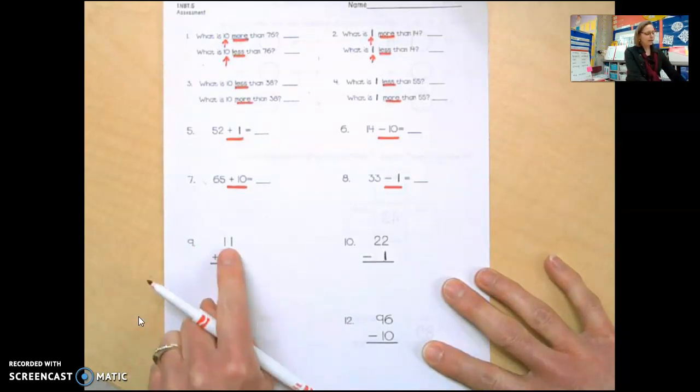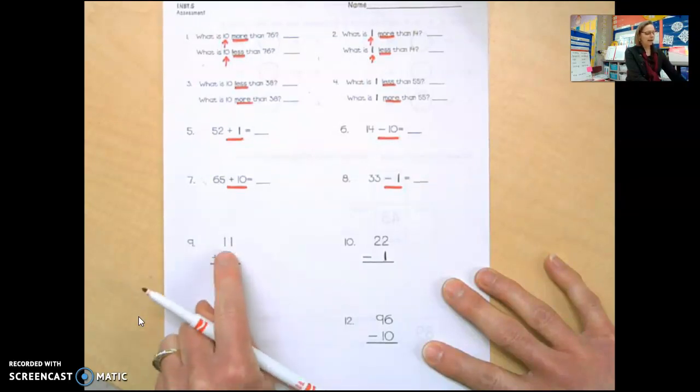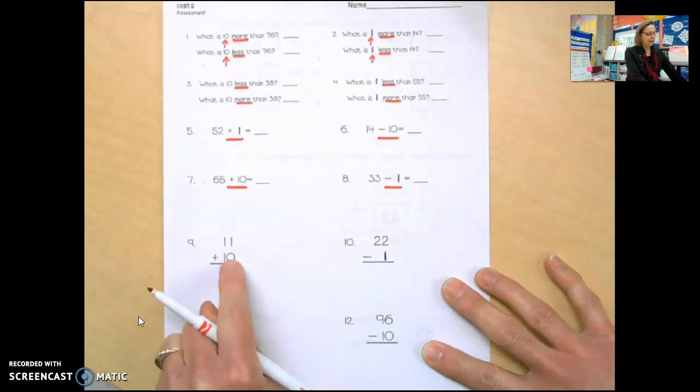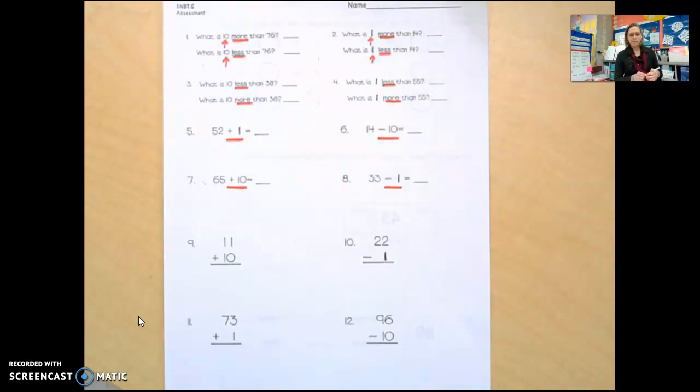So you're thinking 11 plus 10, right? So you're going to say 10 more than 11. 11 and then go 10 more. Okay, so just think of that plus and minus symbol as a language, right? They're telling you words by using those symbols. Okay, that is our math language, right?